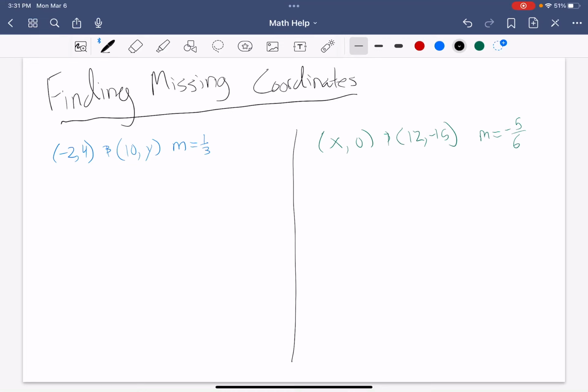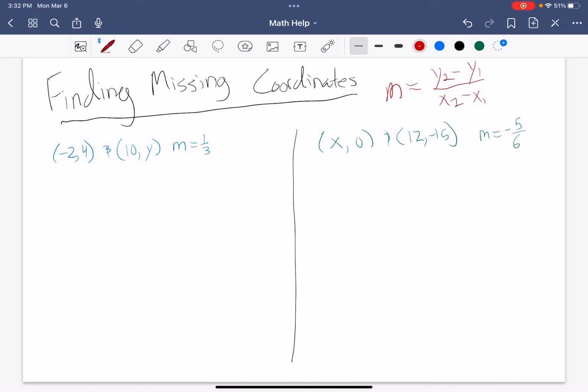We're going to work on finding missing coordinates when given the slope. So first thing we have to know is what the slope formula is. M is equal to y2 minus y1 over x2 minus x1. Now we're going to use this formula because we're given all the pieces of information except one of them.